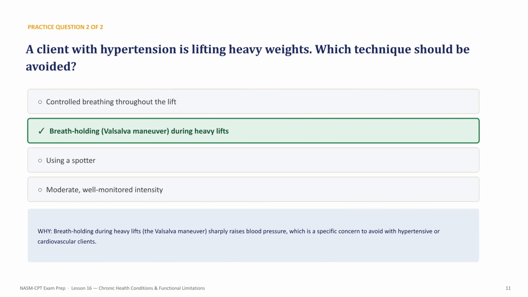One more question. A client with hypertension is lifting heavy weights. Which technique should be avoided? Pause and think back to the chronic conditions table. The correct answer is breath holding, the Valsalva maneuver, during heavy lifts. Here's why. Breath holding during heavy lifts sharply raises blood pressure. That's a specific concern to avoid with hypertensive or cardiovascular clients.